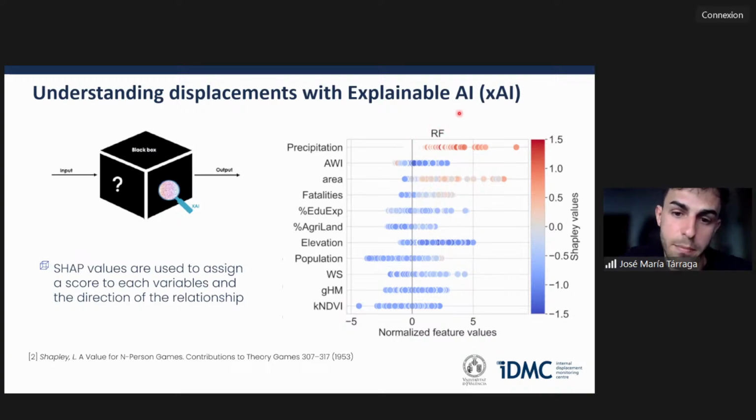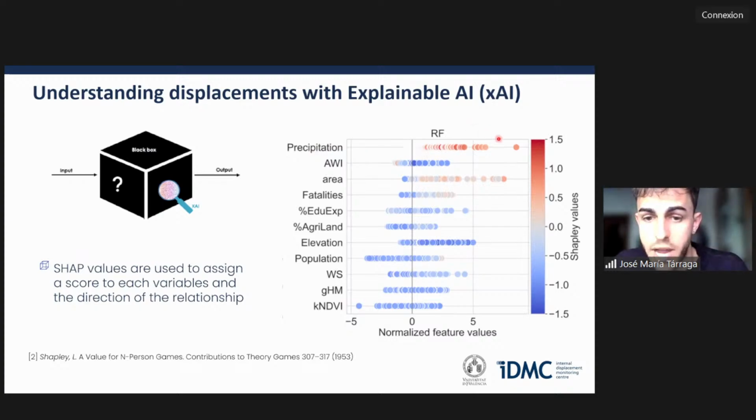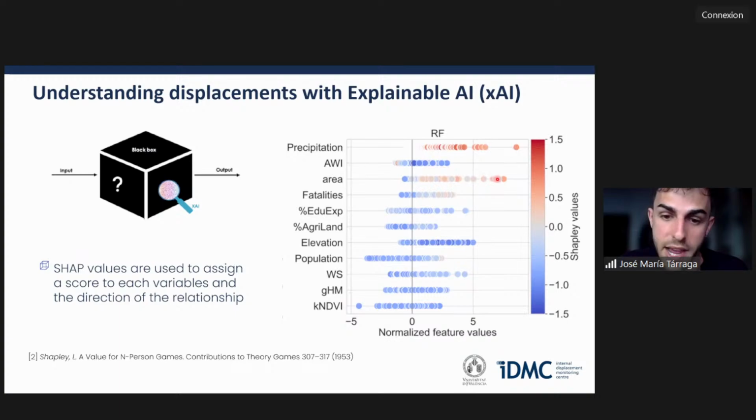For example, here you have the Shapley ranking of the random forest models. For the precipitation variable, greater values of precipitation allow the model to predict greater displacement values. For the absolute wealth index variable, which was the socioeconomic poverty level index, the model is telling you that lower absolute wealth index values, poorer households, actually help the model explain greater displacement magnitudes. And you can run this analysis through all your covariates, through area, fatalities due to conflict, education expenditure, etc.